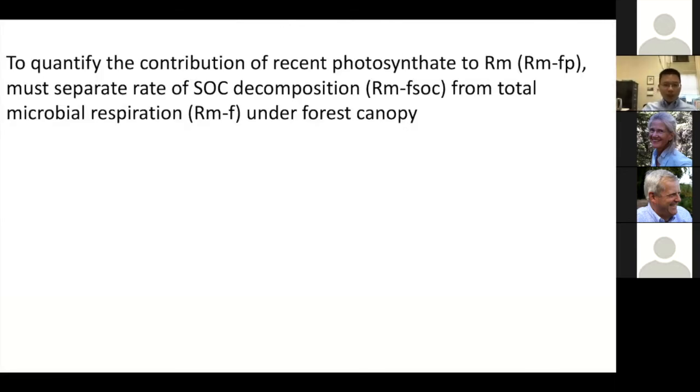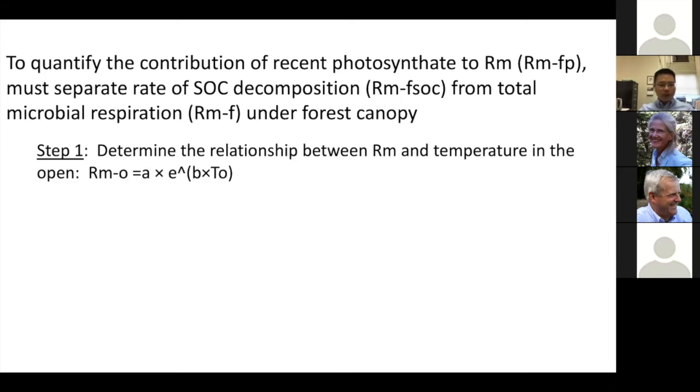So these two treatments can help me to quantify the contribution of recent photosynthesis to RM. And here are 3 steps for me to quantify the rate. First, I determine the relationship between the RM and temperature in the open area to get 2 important parameters, A and B.